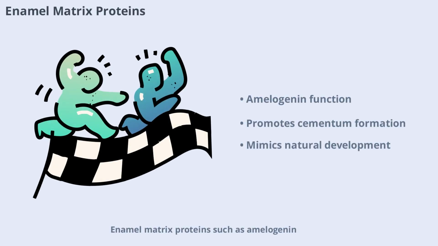Enamel matrix proteins, such as amelogenin, are secreted during tooth development and play a role in acellular cementum formation. The application of enamel matrix derivatives, like Emdogain, has been shown to promote periodontal regeneration by mimicking natural developmental processes. These proteins are delivered as a viscous gel to the defect site, encouraging the formation of new cementum and supporting the regeneration of periodontal tissues.